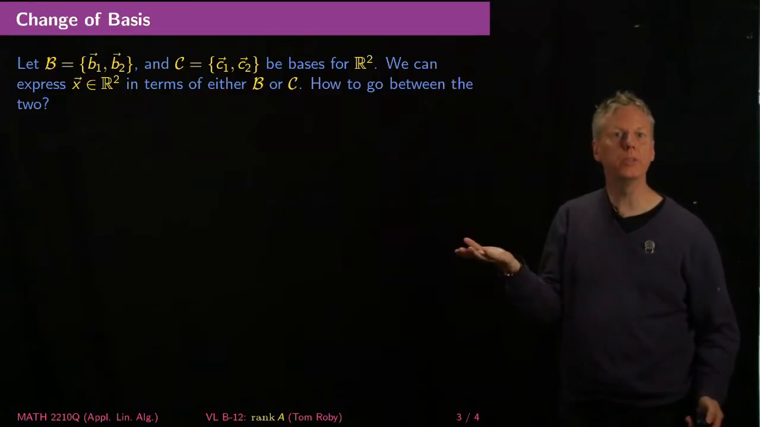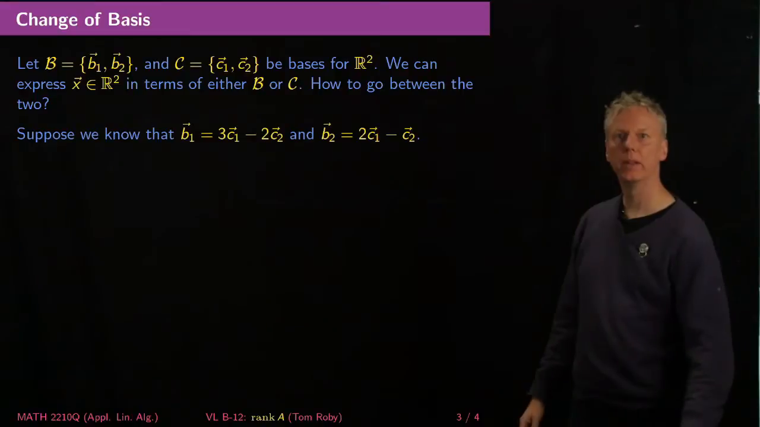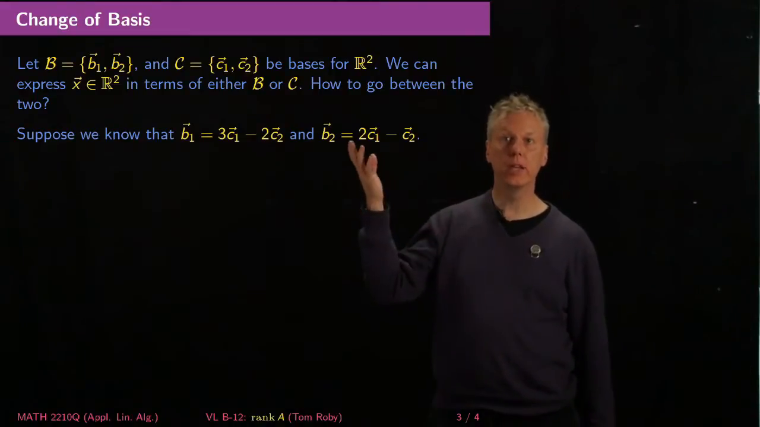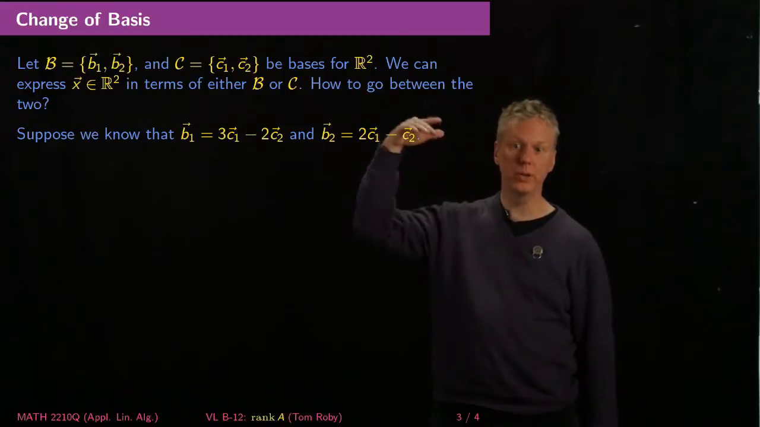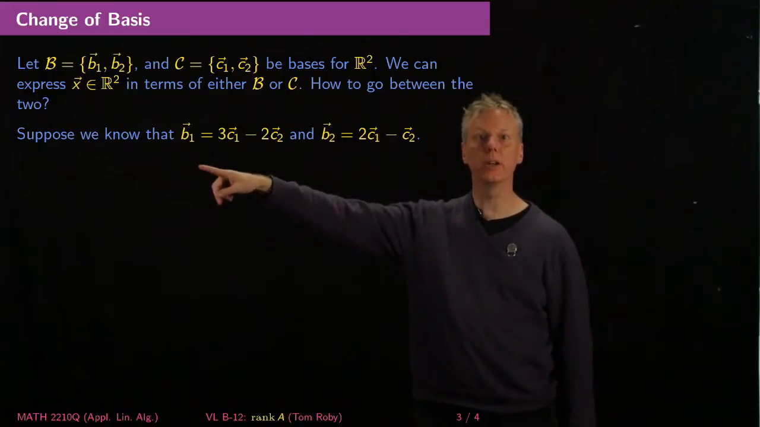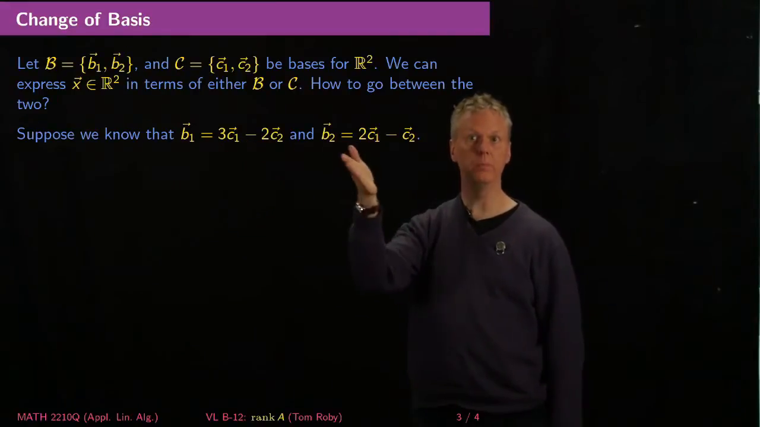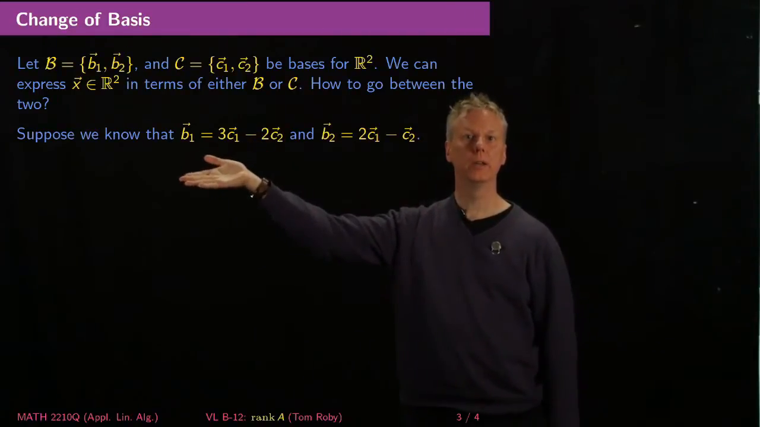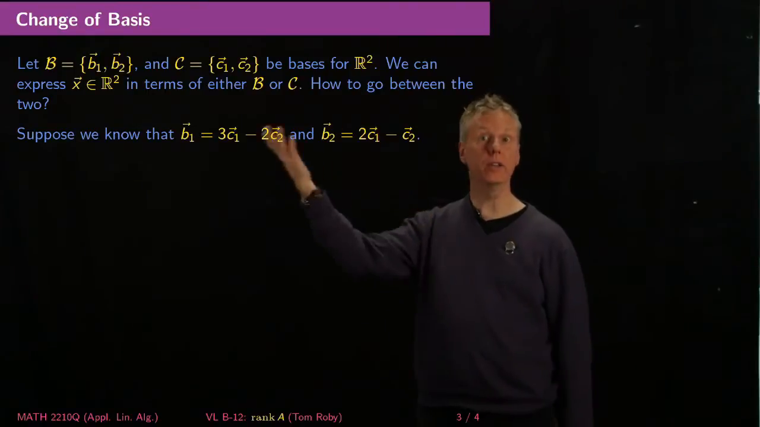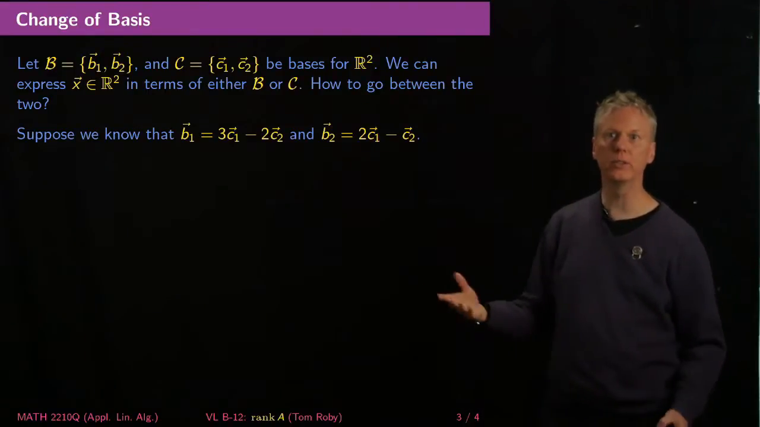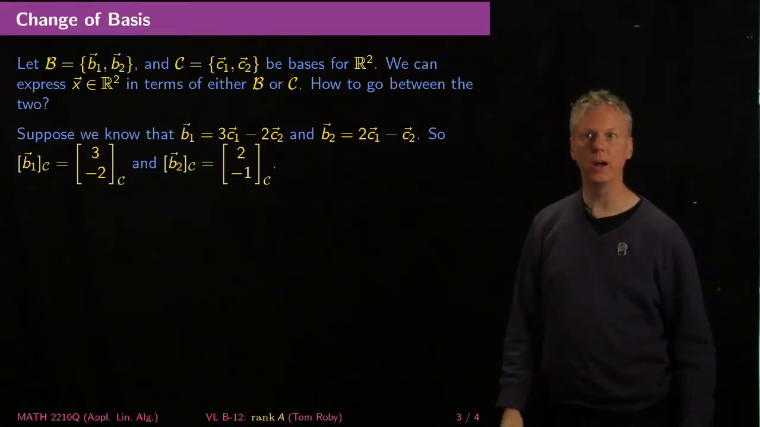And so how do I go between the two in a systematic way? Well, what I first want to do, if I want to convert from B coordinates to C coordinates, is figure out how to convert the basis vectors, B1 and B2, into C coordinates. And then if I can do that for a basis, then I should be able to do it for any vector, because I can just write any vector in terms of the basis B.